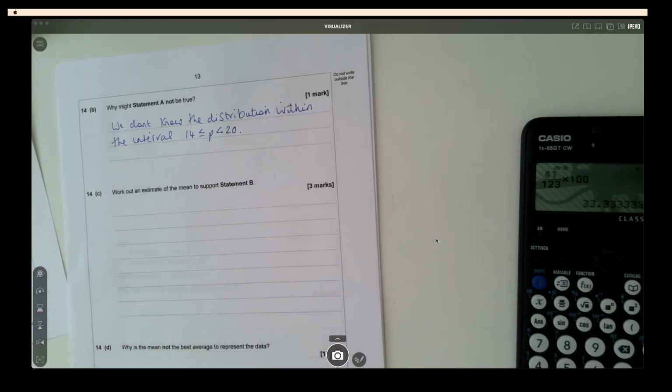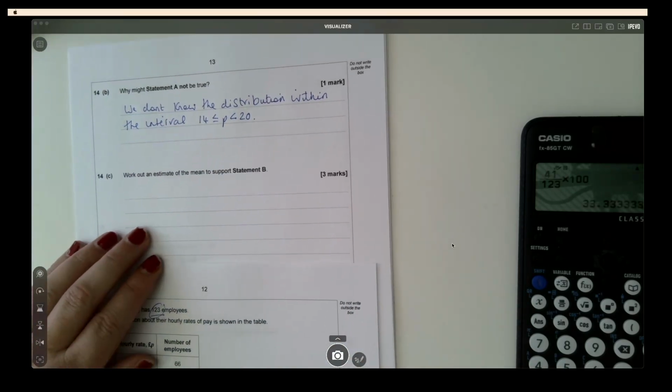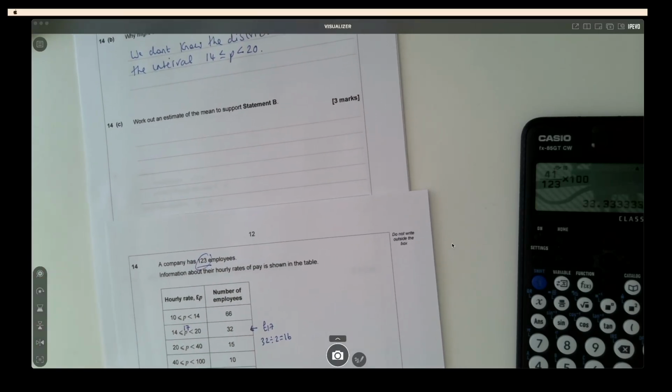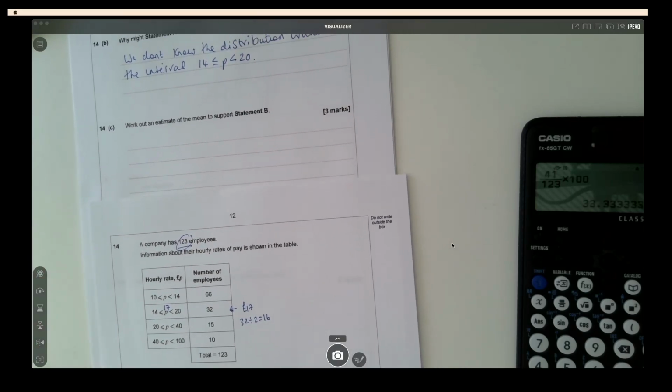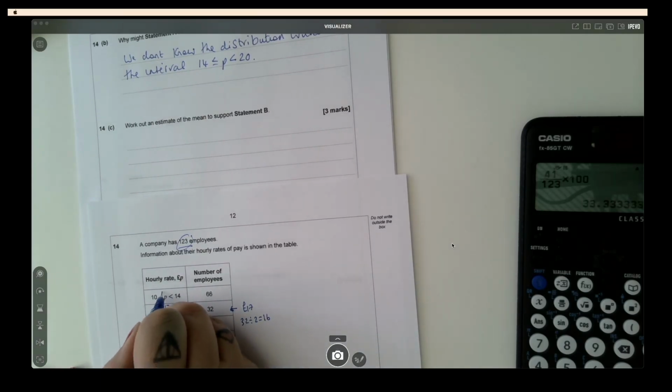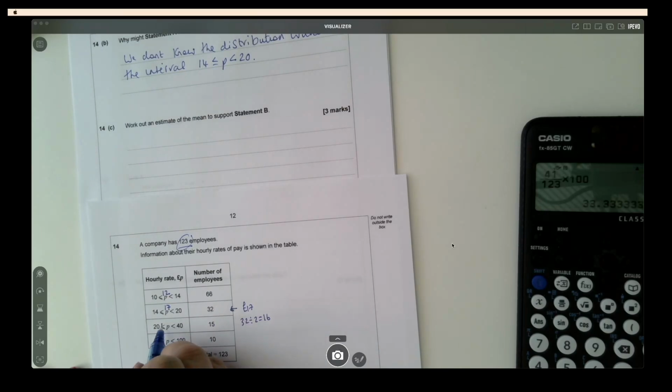Okay, work out an estimate of the mean to support statement B. So we're going to have to go back to our table here and use this information too. So to find an estimate of the mean, we need the midpoints of all of these ranges to start off with. So the midpoint of 10 to 14 is 12, 20 to 30 is 30, 40 to 100 is 70. If you're not sure, 40 plus 100, 140 divided by 2 is 70. And then what we're going to do is we're going to times these values by the number of employees.